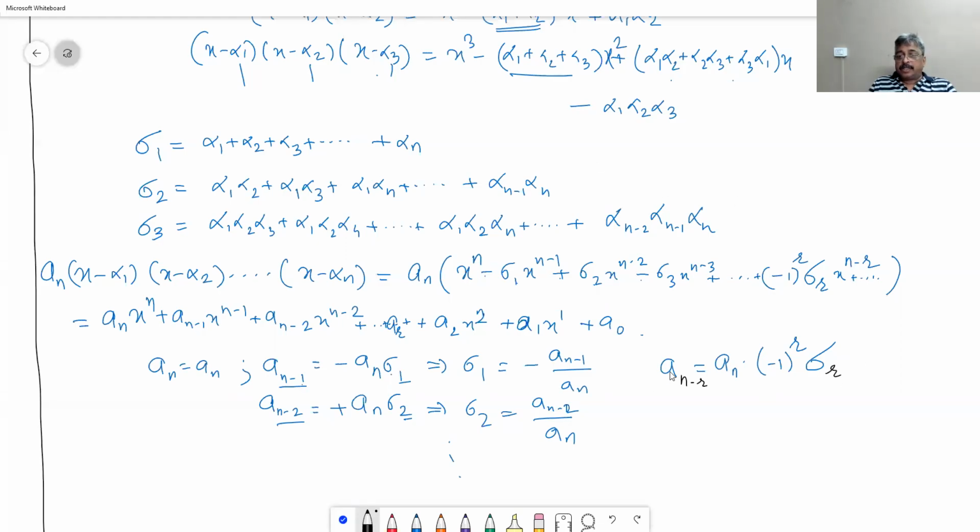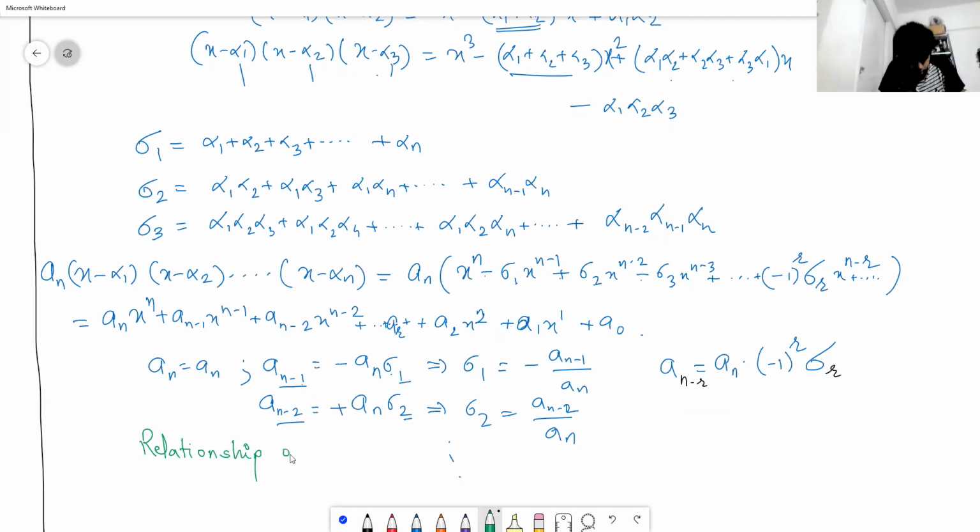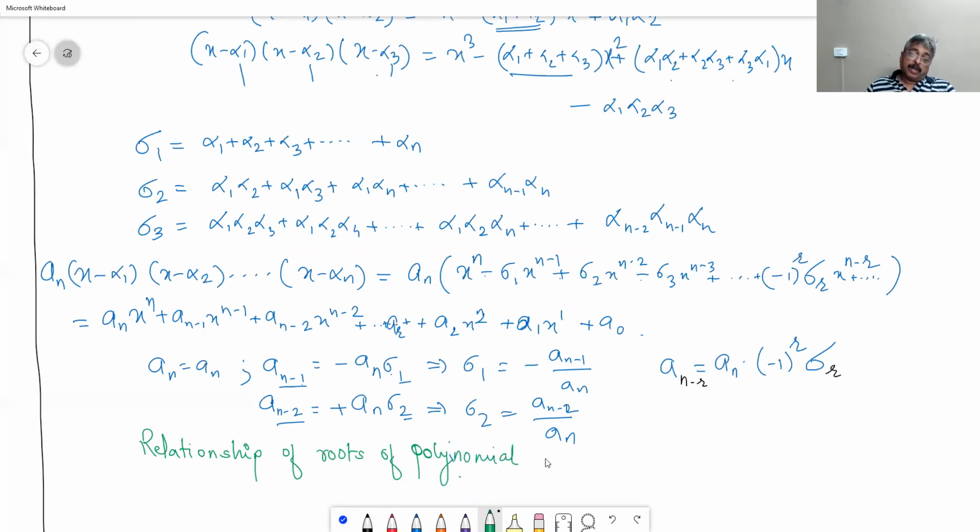Sigma r, then this is going to be an minus r. Is that right? That is the relationship between the coefficients of a polynomial and the roots. What we are learning right now is the relationship of roots of polynomial and coefficients.